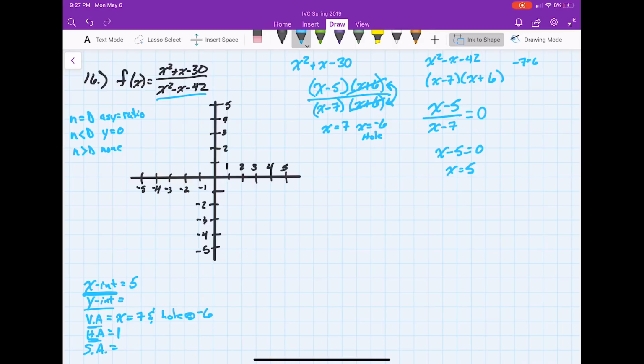Now, if I want to find my y-intercepts, I set x equal to 0, and that would give me negative 5 over negative 7, and that equals y. And the negatives cancel out, so I have 5/7. That's my y-intercept. And now it's time to start plotting and graphing, because I have all the information I need.